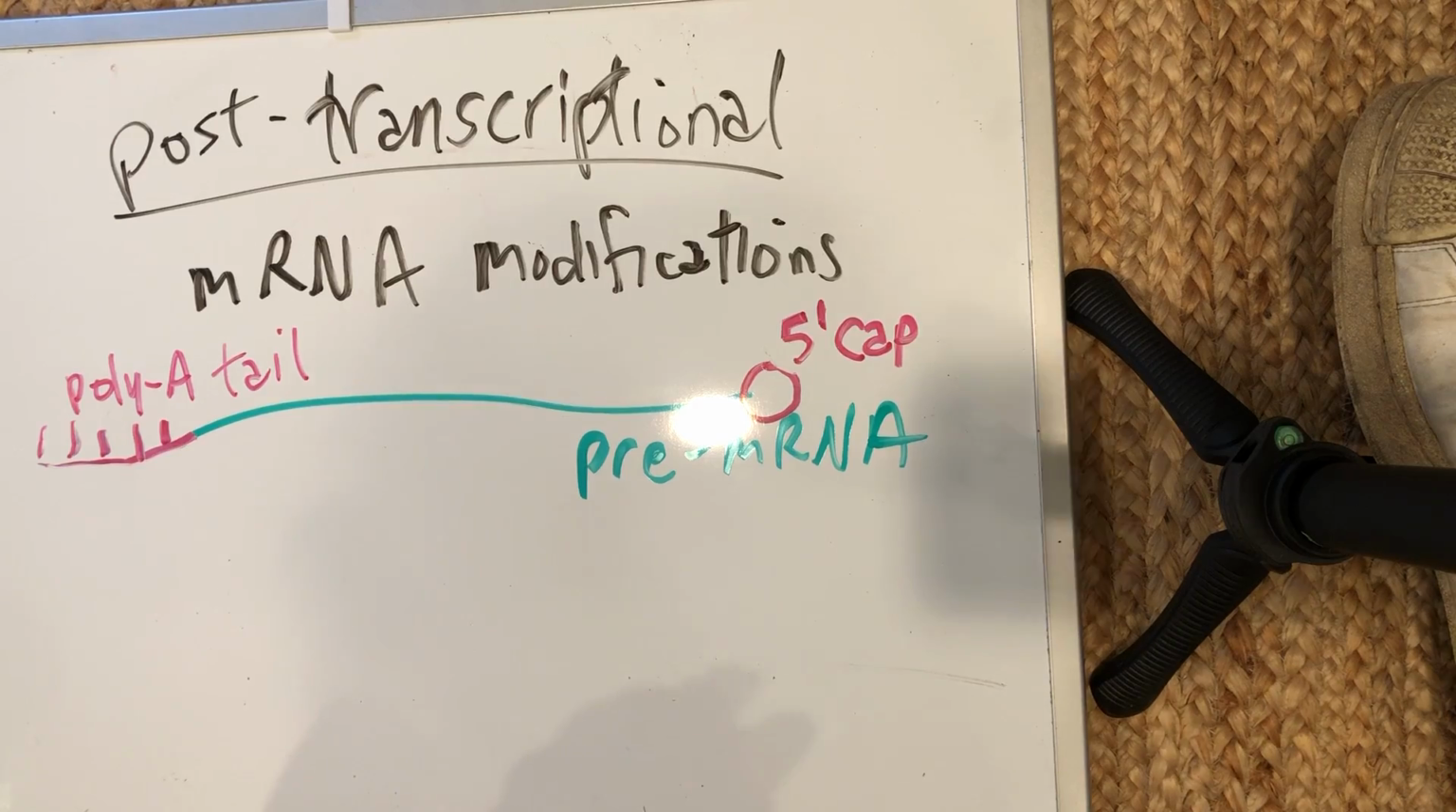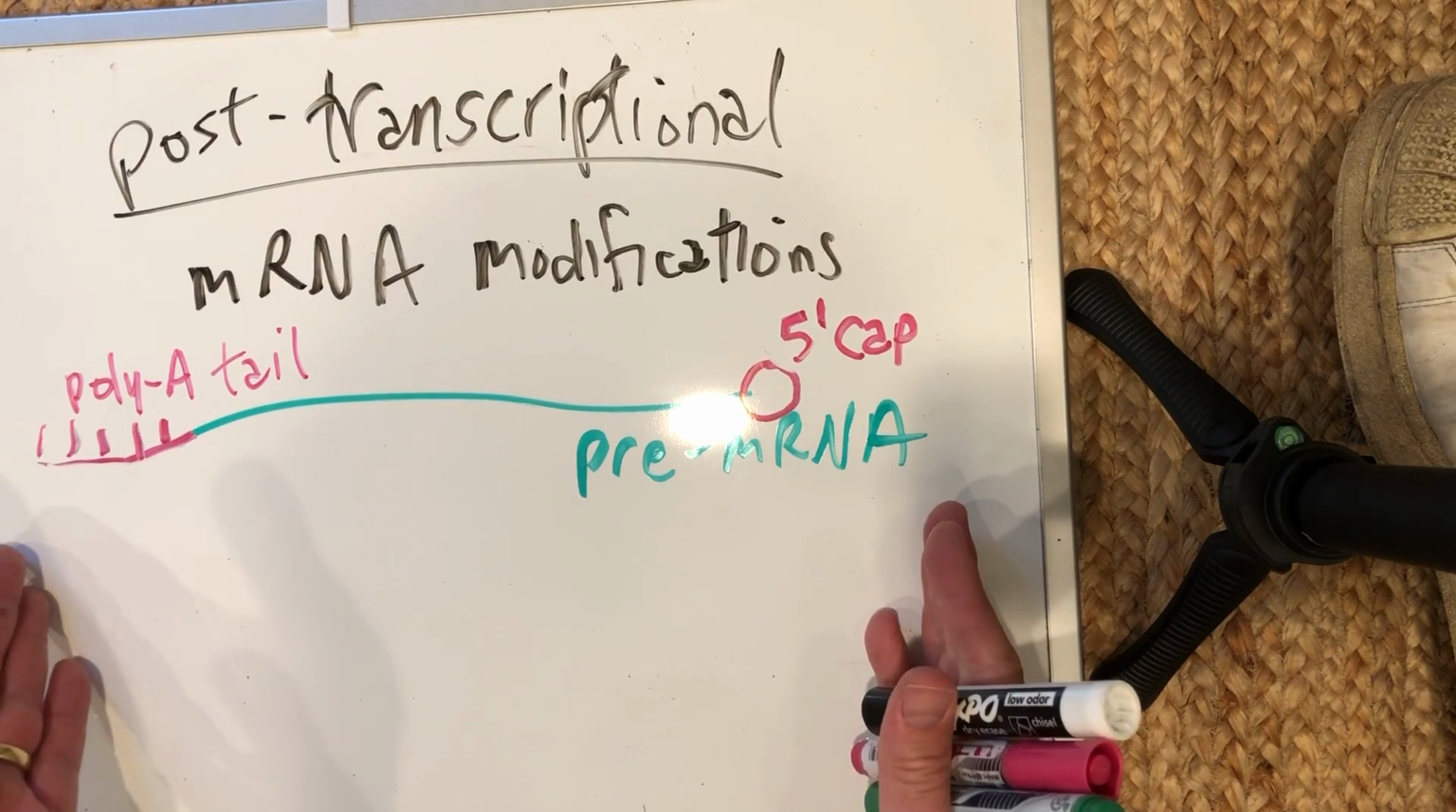Is that happening? Is that really turned up all the way? Is it really happening fast? Is it happening a little slower? So that's the addition of the 5' cap and the poly A tail.